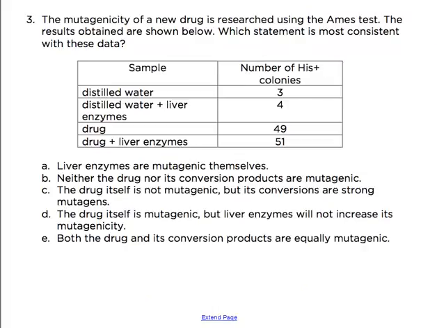Question 3. The mutagenicity of a new drug is researched using the Ames test. The results obtained are shown below. Which statement is most consistent with these data? So if you look at the data, they used 4 different samples, right?